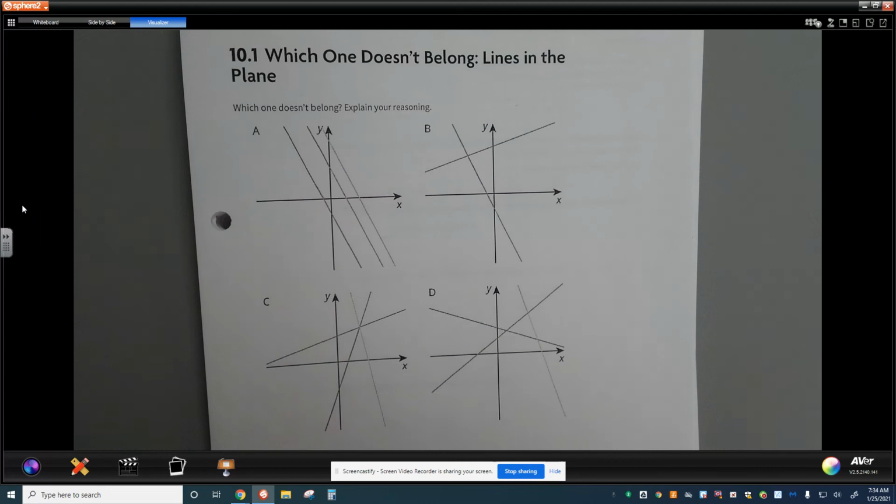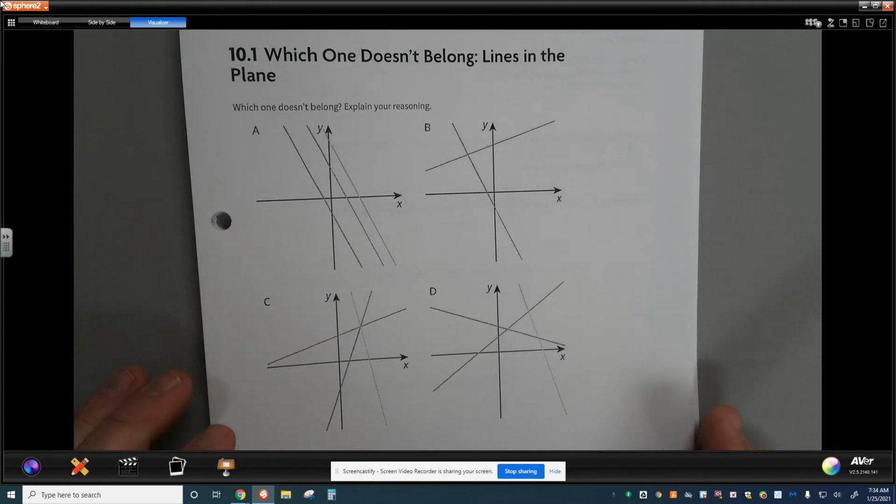Okay, welcome back. As I look at these, I look at letter A, and I see that that one's the only one that has parallel lines. None of those lines intersect. So I could say that A is out because of parallel lines. I could also look at item B, and say, well, there's only two lines on that one, but all the other ones have three, and those two lines intersect. So B is different than the others.